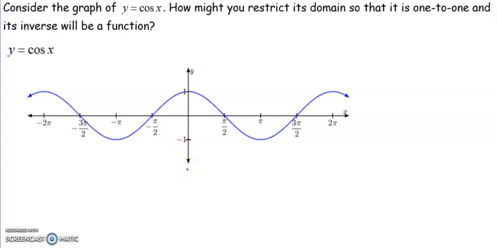Okay, so let's go on to example 2 now. Instead of doing the inverse of sine, we're going to do the inverse of cosine. Hooray!